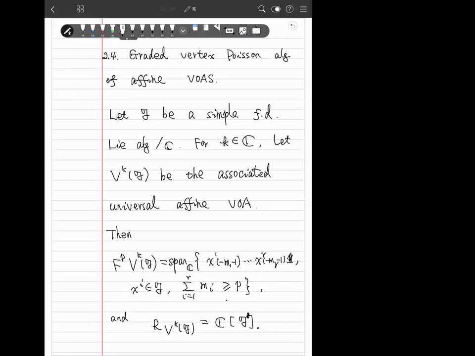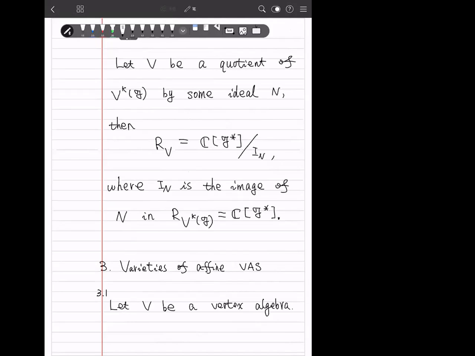And obviously we have this. The associated graded algebra is this. Now let V be a quotient of V^k(g) by some ideal N. Then R_V is just the quotient of this algebra by this ideal, which is just the image of N in this. It's not hard to see that.